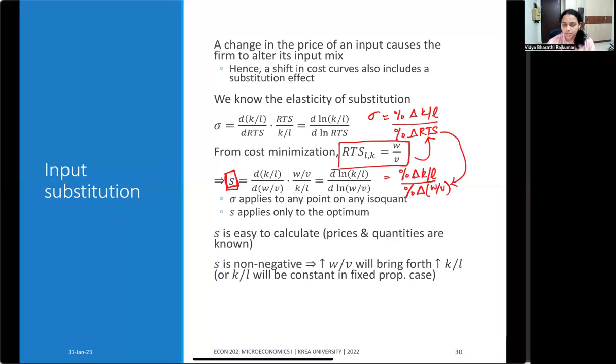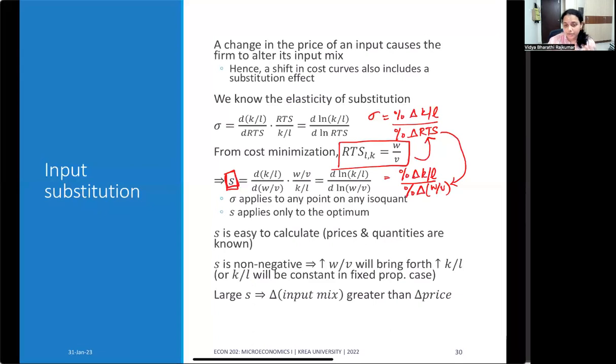So whenever there's a change in the price ratio, that's also going to bring forth positive changes in the K by L ratio. If W by V increases, it means labor becomes more expensive. Then you're going to switch towards capital, which is the cheaper input. So your K by L will also increase. So S is also non-negative.